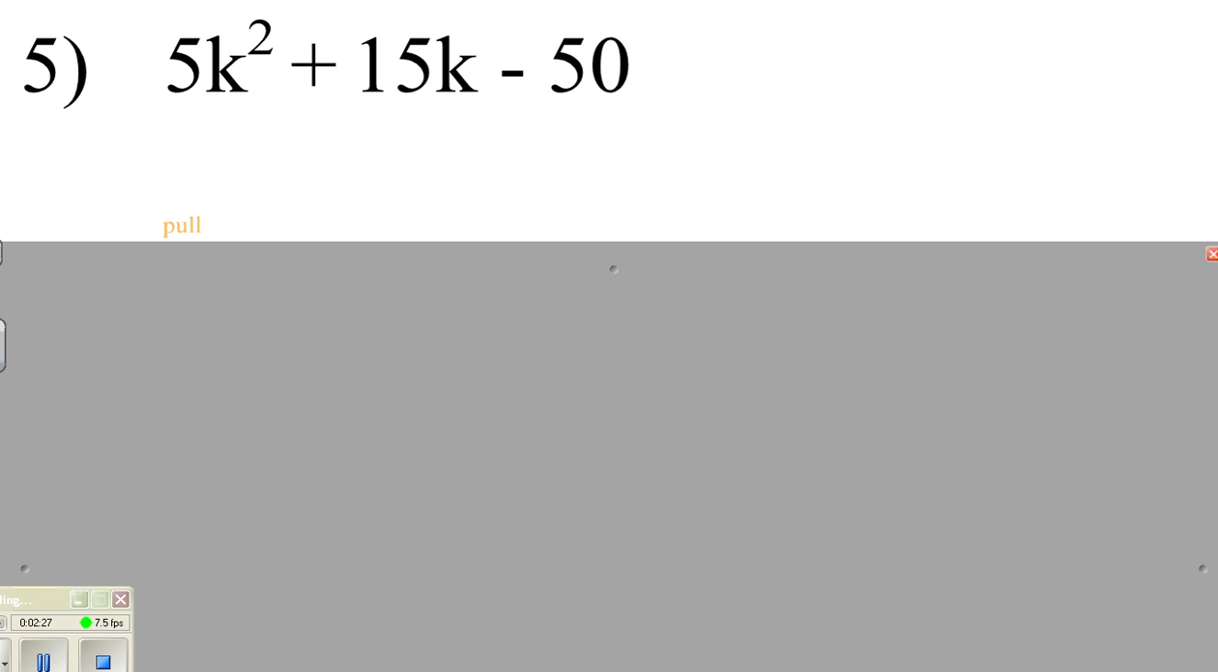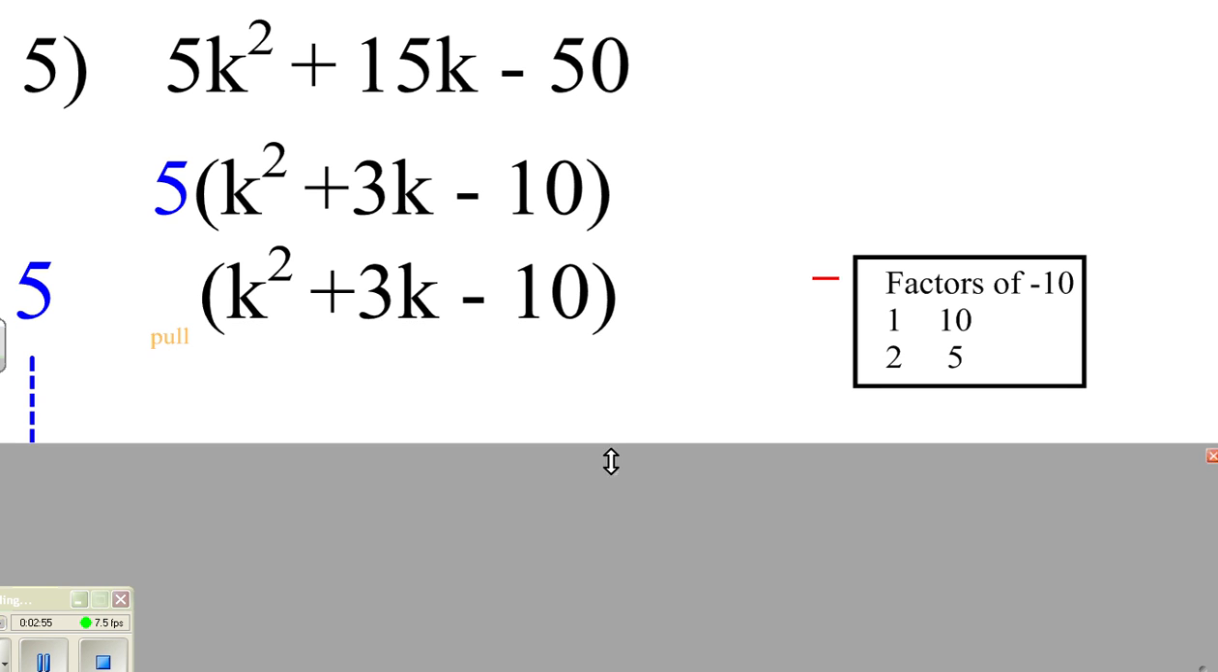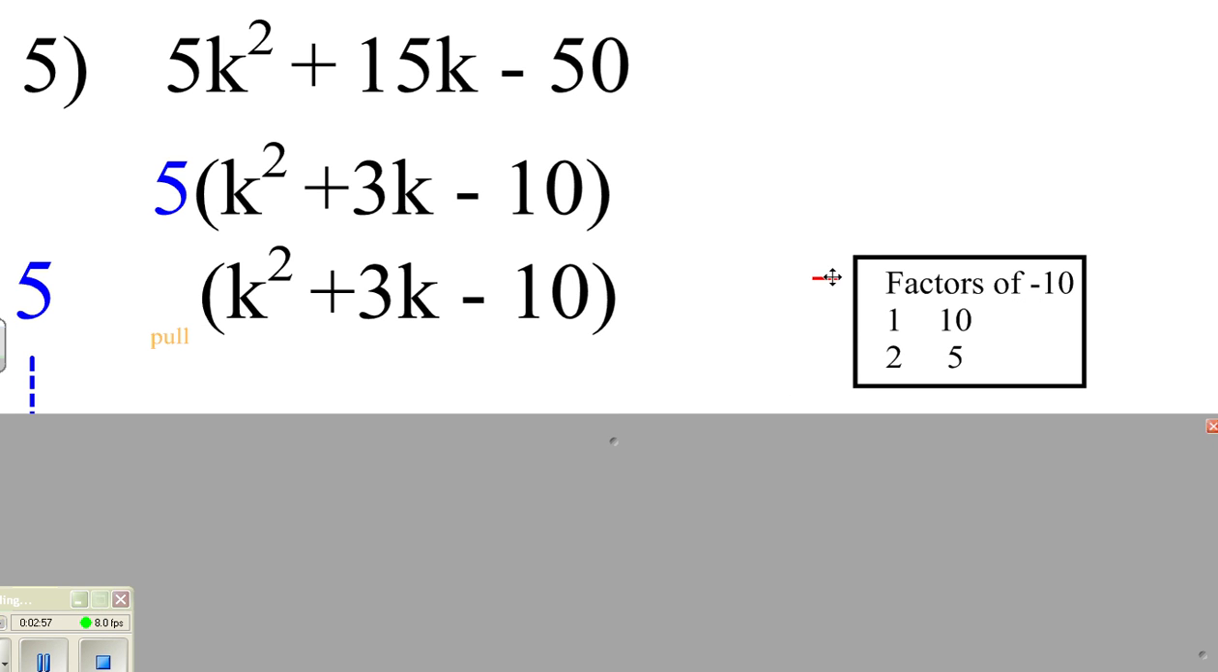Our next example, we have a negative 50. That means we're going to be multiplying a negative and a positive. So first of all, we check for common factor, and we see we have a 5 again. So we'll factor out that 5. And then we have to find two numbers that when we multiply them together we get a negative 10, but when we add them we get a 3. One of them is positive, one of them is negative. Well, let's see. In order to get a positive 3, that would be a negative 2 and a positive 5.